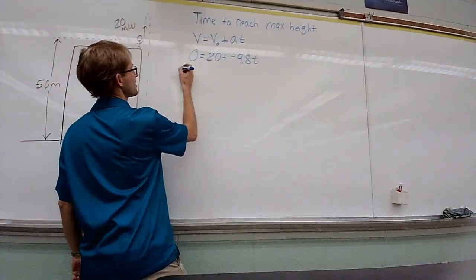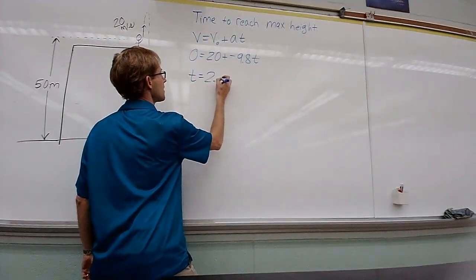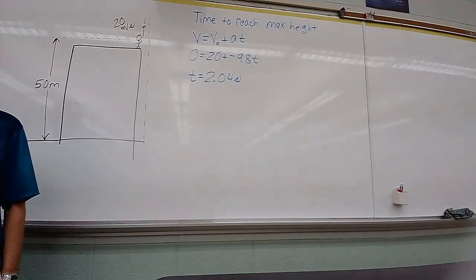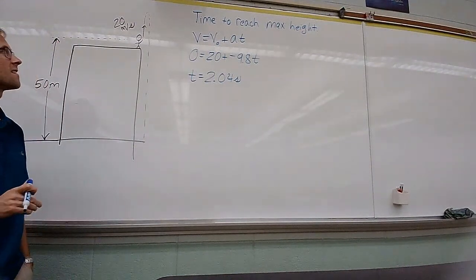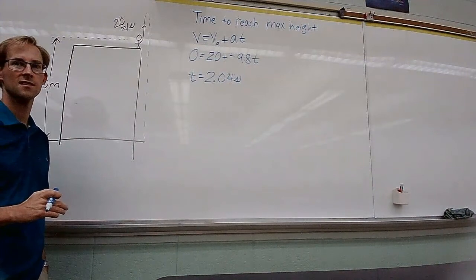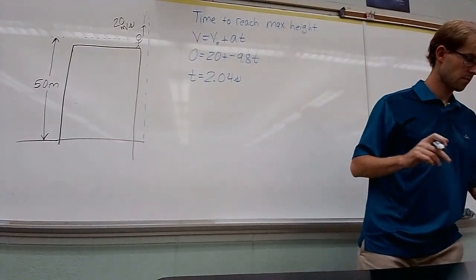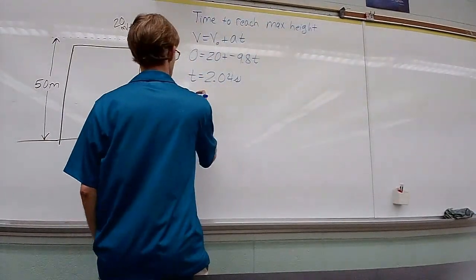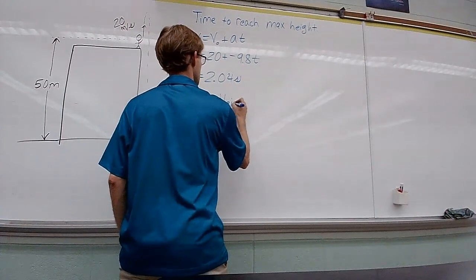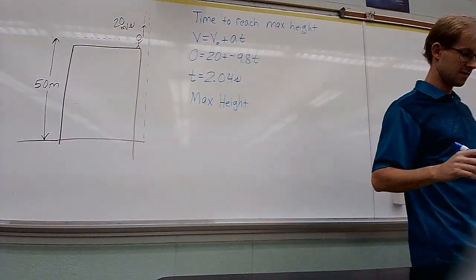Did you get the same answer? 2.04? So the answer is 2.04 seconds. There is more than one way to do this. Okay, I got 1.295. That's probably just a rounding thing then. I mean, my way relied on that calculator. Now calculate the max height. Well, hey, I have that already. That's the way I did it.